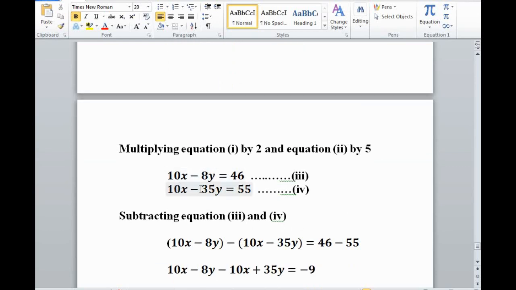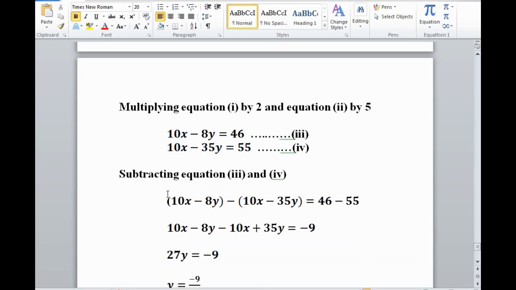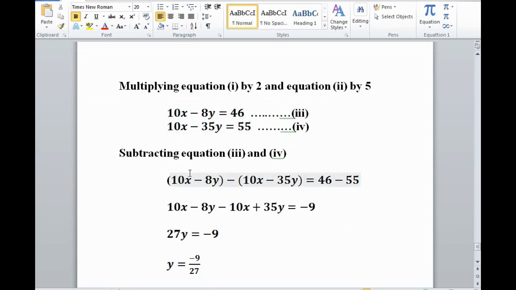Now, 10x in equation 3 and 10x in equation 4 means that the absolute values of the coefficients of x in both the equations are the same. So let's subtract equation 3 and 4 to eliminate x from these two equations. So first I will write the left hand side of equation 3, which is 10x minus 8y, and then minus the left hand side of equation 4, which is 10x minus 35y, equals the right hand side of equation 3, 46, minus the right hand side of equation 4, which is 55.